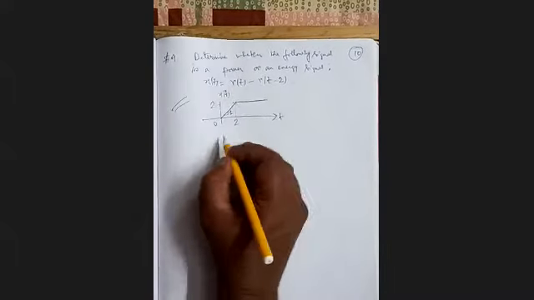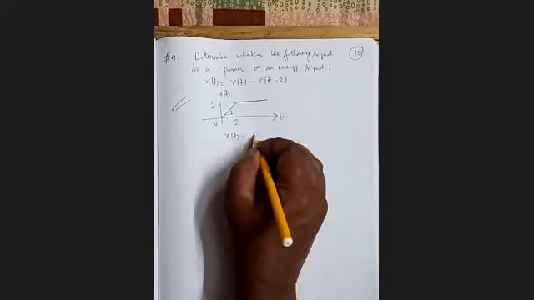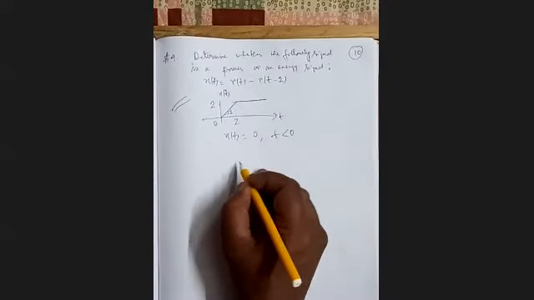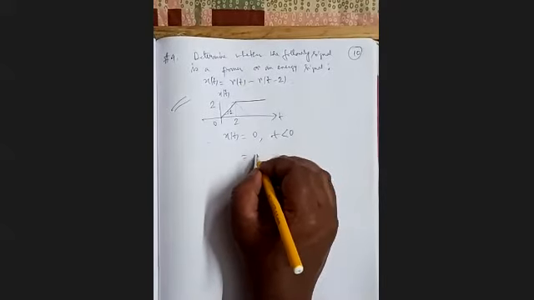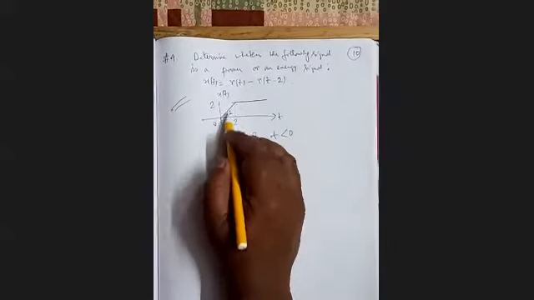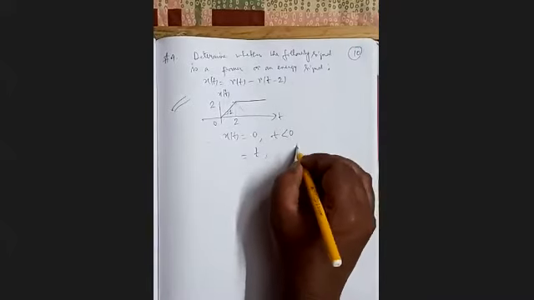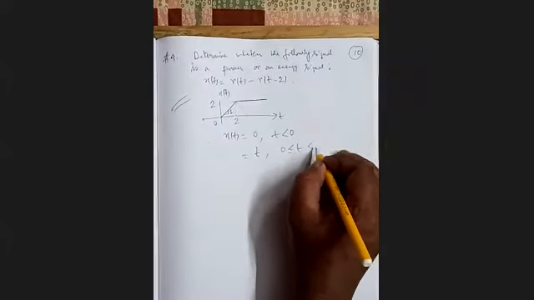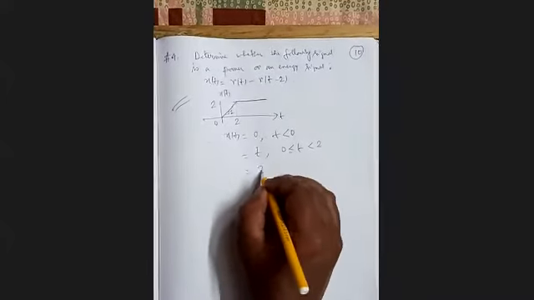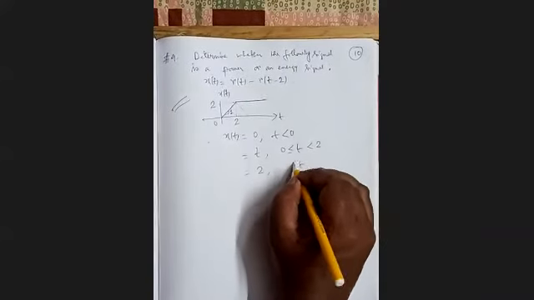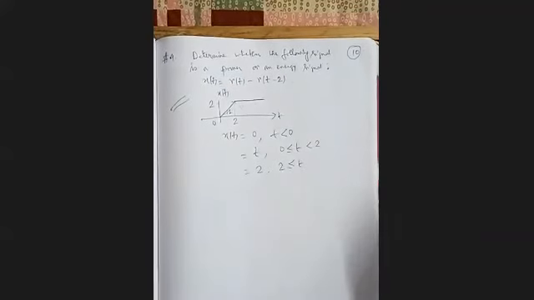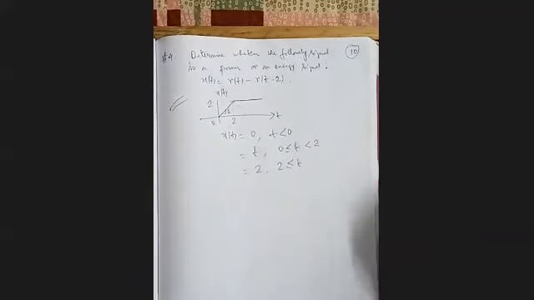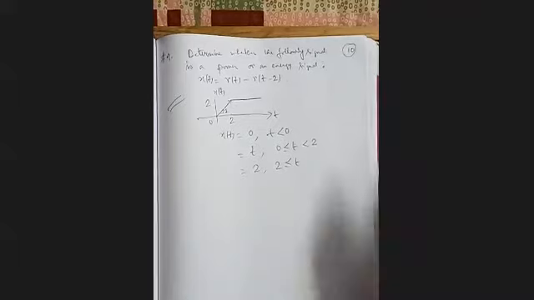So what is the representation of x(t)? x(t) equal to 0 for t less than 0. It is equal to t, slope 1, when t is in between 0 and 2, and that is equal to 2 when t is greater than or equal to 2. So that is the mathematical representation of x(t).